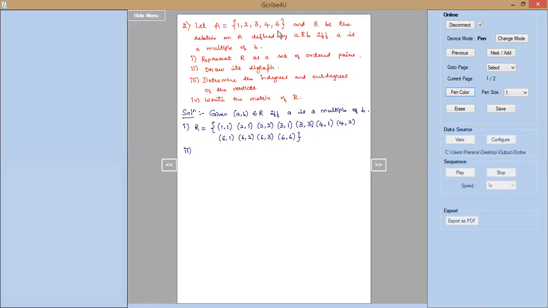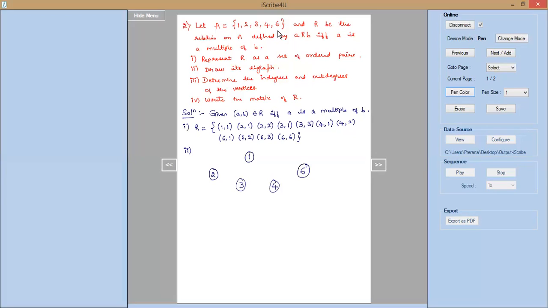We shall represent each of these elements as the vertices, or the circles, and then draw the digraph. So first I'll represent those 1, 2, 3, 4, 6 as circles. You can represent them anywhere that you want. So I'll take 1, then 2 here, say 3, 4, 6. So these are our elements of the set A.